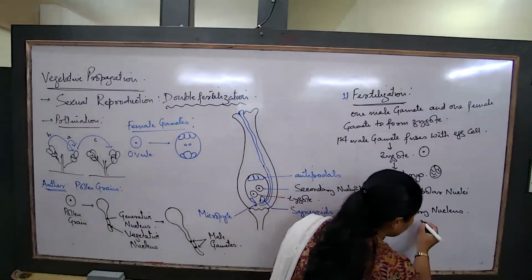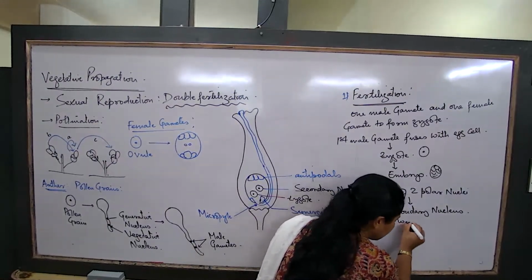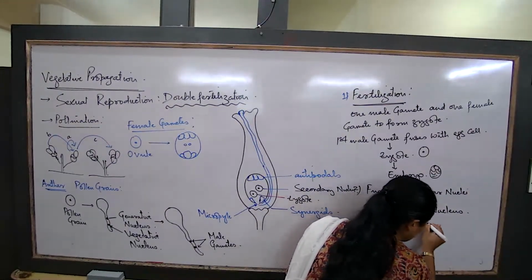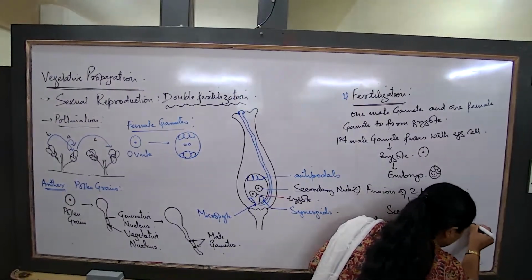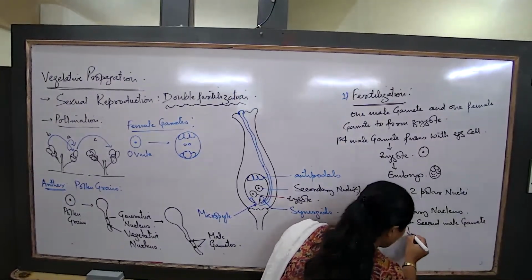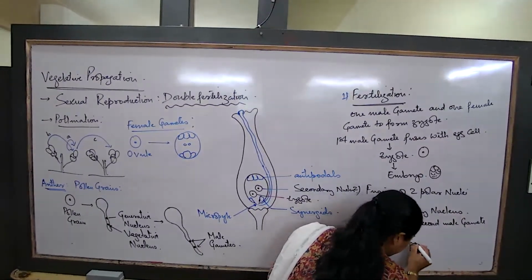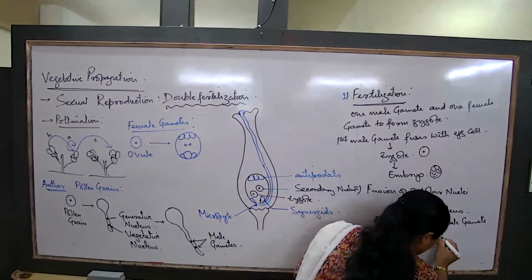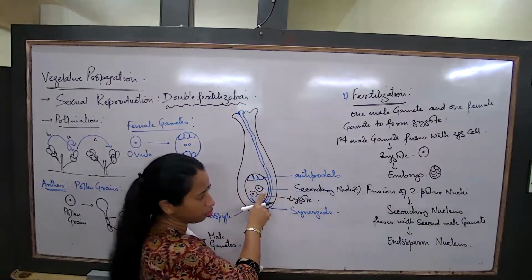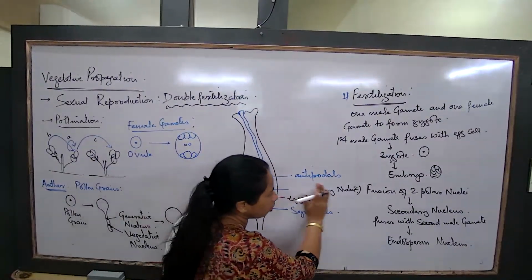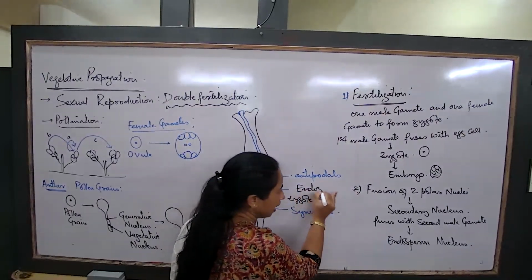So this secondary nucleus now fuses with what? The second male gamete. And what does it give rise to? This will give rise to the endosperm nucleus. So जैसे ये fusion हो जाएगा, now we will not call it the secondary nucleus, but इसको क्या बोलेंगे? This is known as the endosperm.